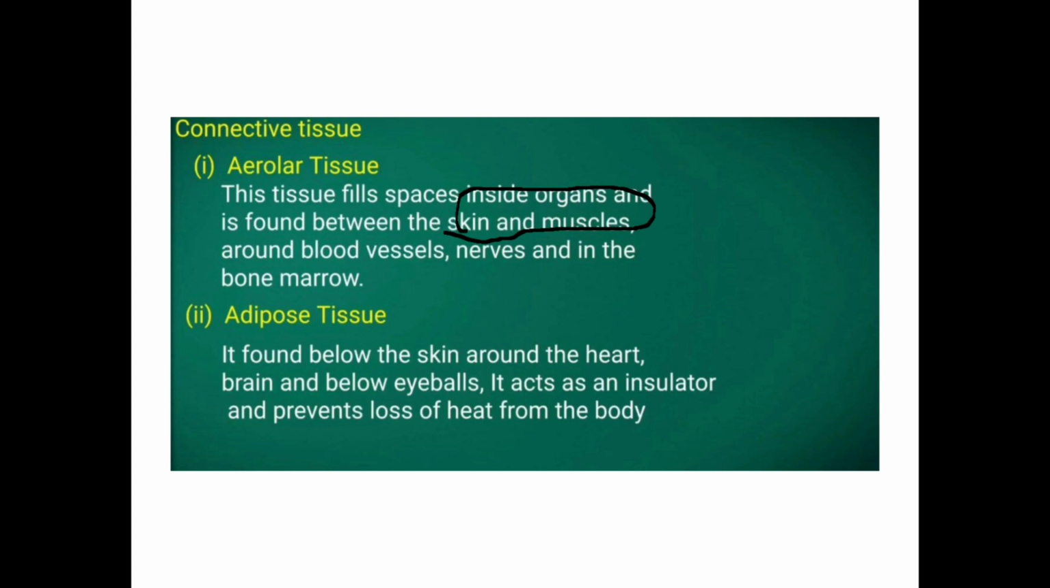The next one is adipose tissue. It is found below the skin and around the heart, brain, and below the eyeballs. This adipose tissue acts as an insulator, and it helps to prevent the loss of heat from the body. It stores heat and helps it not escape from the body. This is a function of adipose tissue.